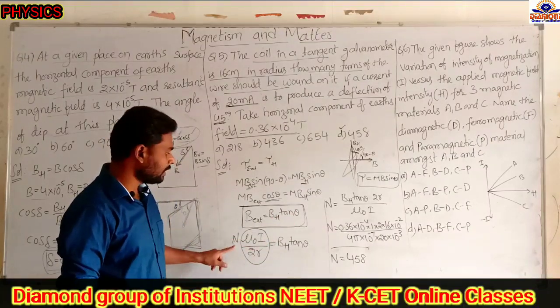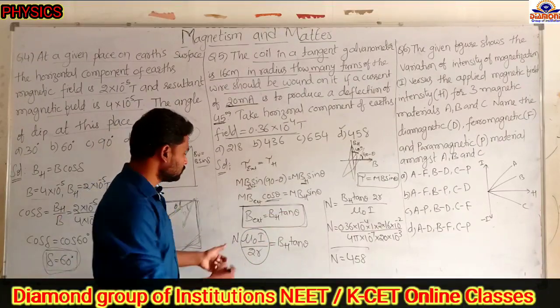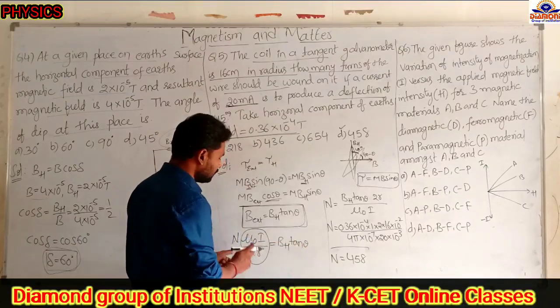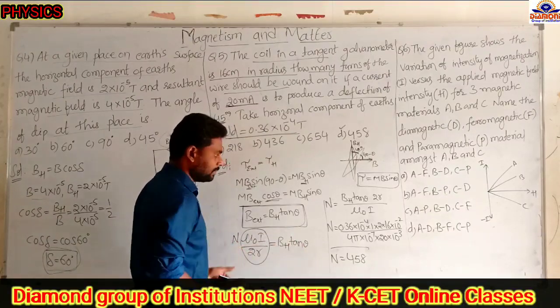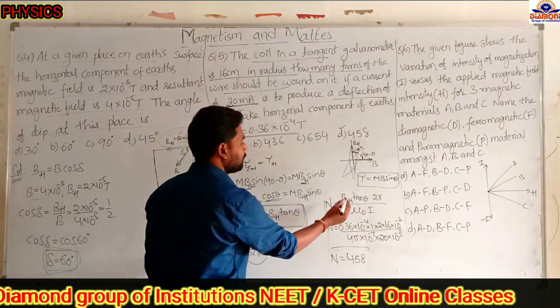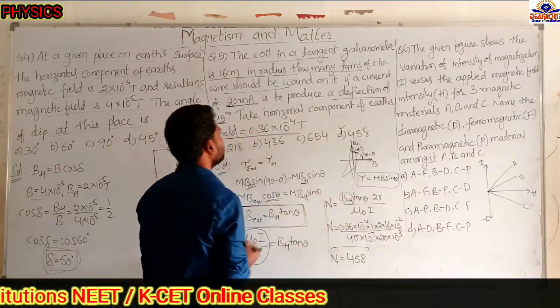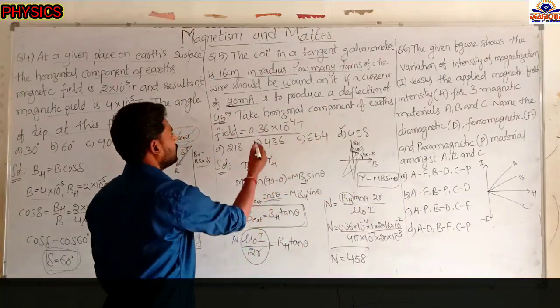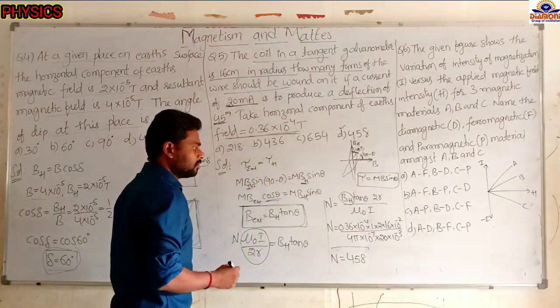Now we have to find n. So remaining terms send this side. So n equals 2r will go to the numerator and mu naught I will come to the denominator. So n equals BH tan theta into 2r by mu naught I. Now, the horizontal component of the earth's magnetic field they have given: 0.36 into 10 power minus 4 Tesla.